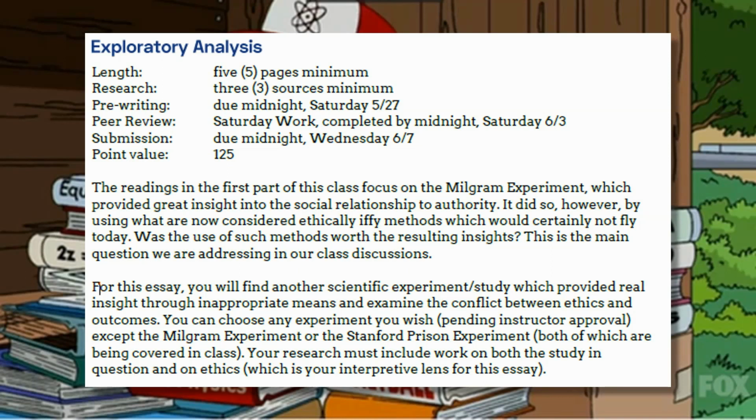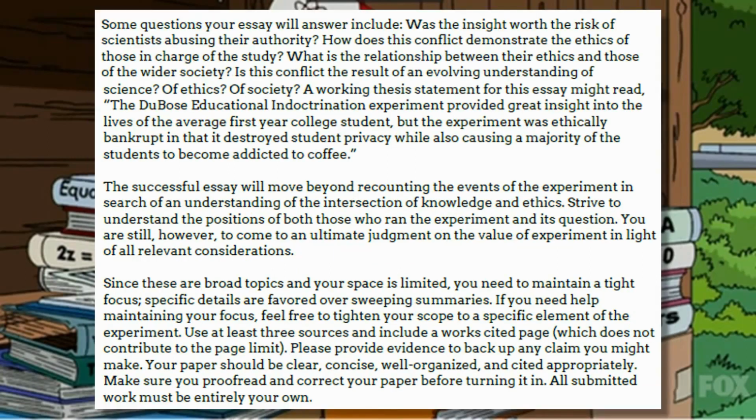So, for this essay, you will find another scientific experiment or study which provided real insight through inappropriate means and examine the conflict between ethics and outcomes. You can choose any experiment you wish, pending instructor approval, except the Milgram experiment or the Stanford Prison experiment, both of which are being covered in class. Your research must include work on both the study in question and on ethics, which is your interpretive lens for this essay. The assignment sheet goes on in some detail about the kind of questions you should ask.